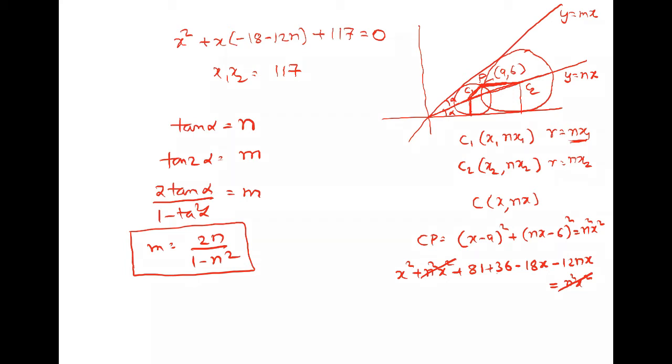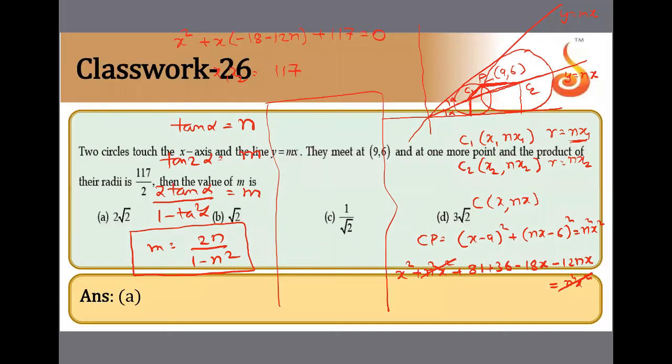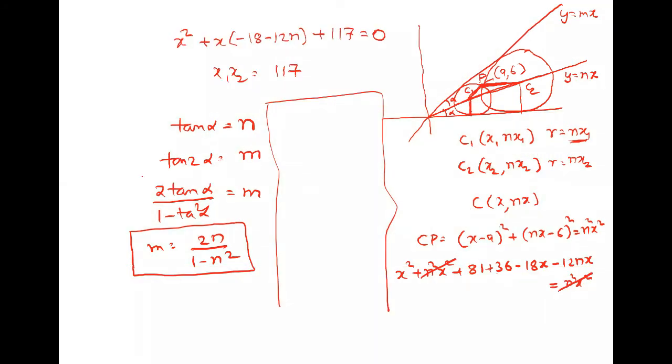How do we get the value of n? They gave you the product of radii, which is 117 by 2. What is the product of radii? nx1 into nx2 is equal to 117 by 2. So n square times x1 x2, which is 117, equal to 117 by 2. It means n square is equal to 1 by 2.